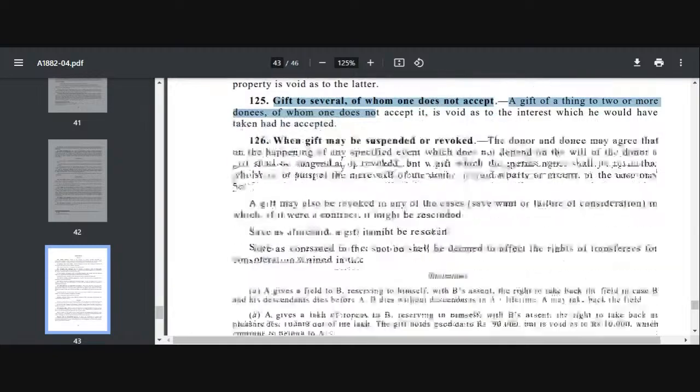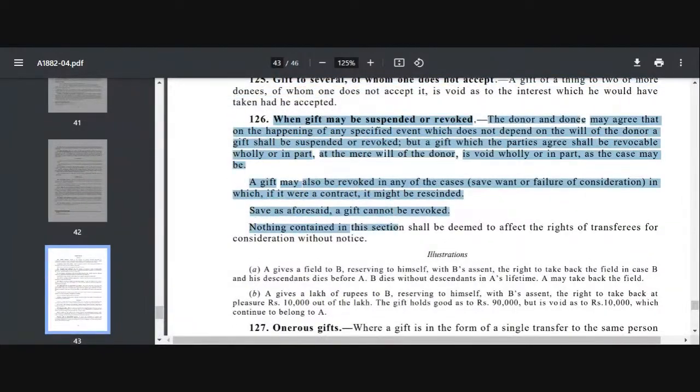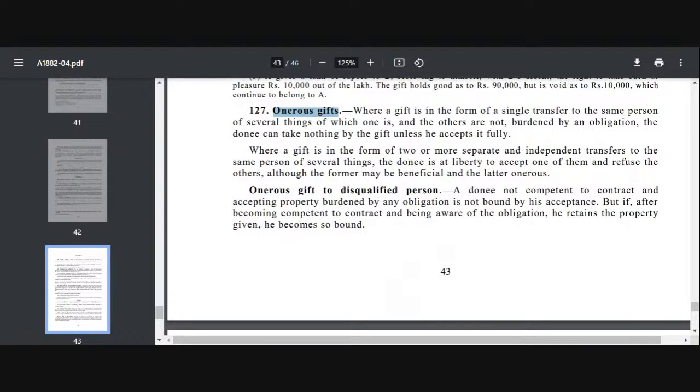Suspension and revocation of gift. 126, when can you suspend or when can you revoke a gift, right? Now revocation can be by mutual agreement, and revocation can be by rescission of contract also. Okay. 127 talks about onerous gift. Onerous gift is a gift which is a burdensome gift. Okay. Onerous gift is a burden gift.